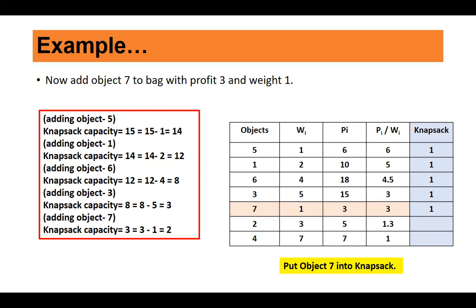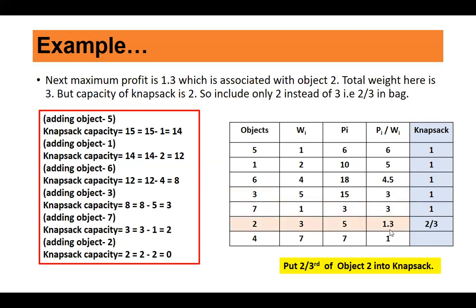Fine. Now next maximum is the profit 1.3, which is associated with object 2, right? But what is the weight here? Weight here is 3. But how much is the capacity? Capacity is 2. So we cannot put the whole object 2 into the sack. So what we'll do, we'll take part of it. Out of 3 kg, we'll take only 2 kg. We are not taking the whole thing, we are taking 2/3 of object 2 to be put into the sack.